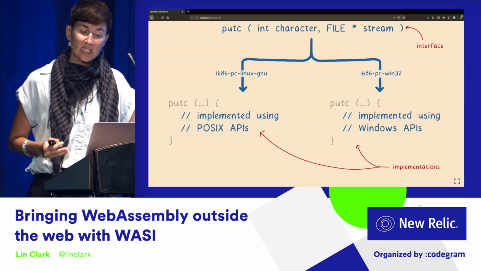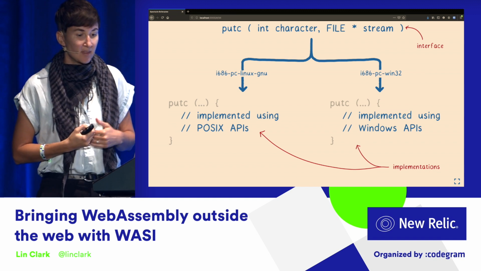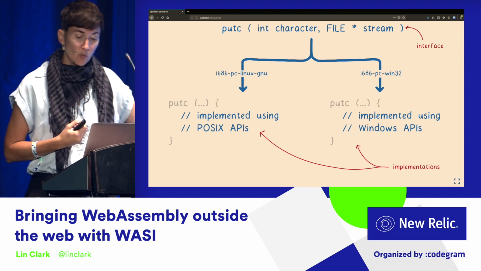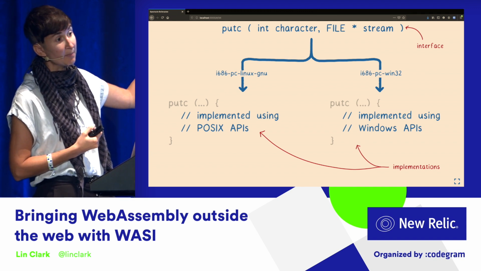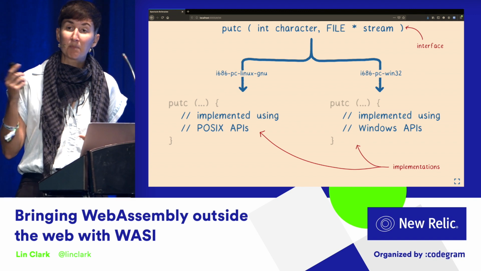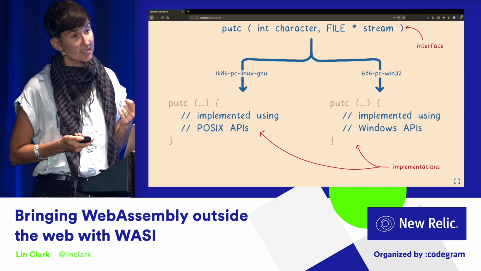So for example, putC is the interface. When it's being compiled for a Windows machine, it can use the Windows API to interact with the machine in the implementation. And if it's being compiled for Mac or Linux, it will use POSIX instead.